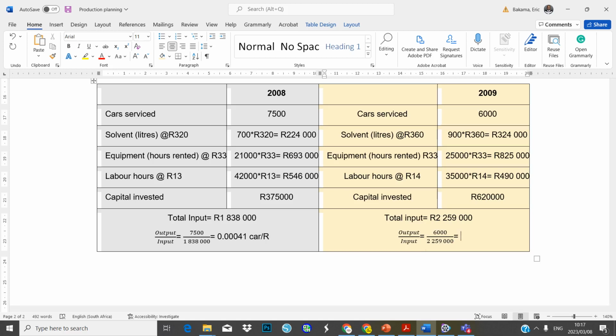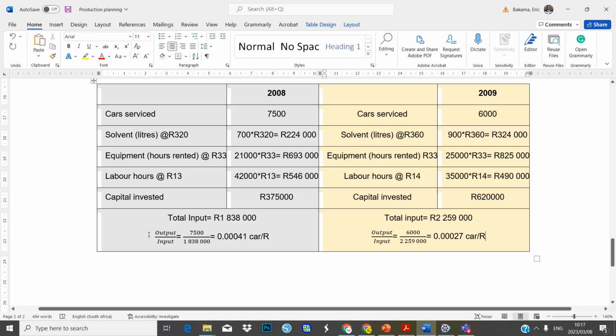We have 6,000 that we divide by 2,259,000. And what we get here is going to be 0,12327 like this. Then in this case here, we are still looking at cars per rand invested.